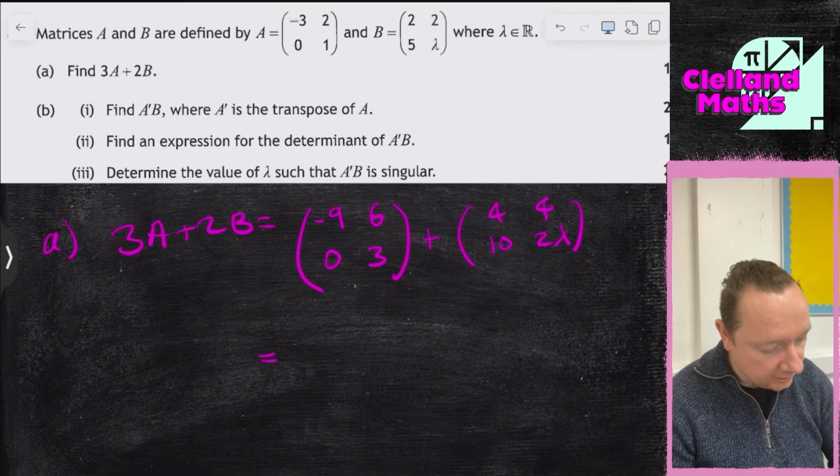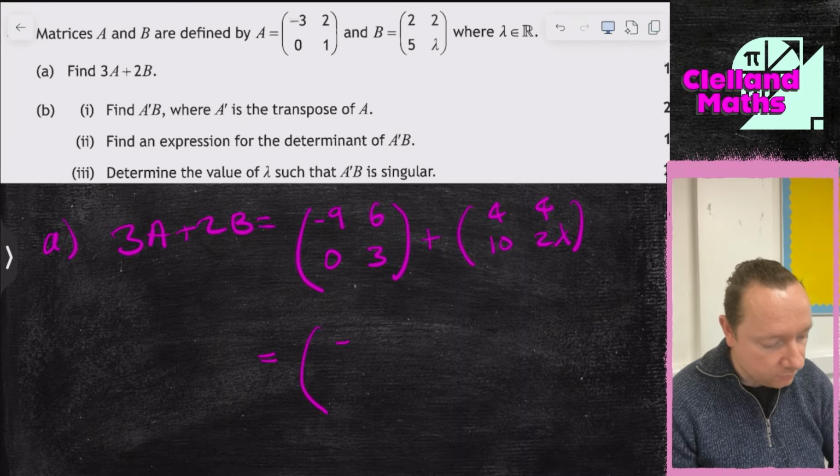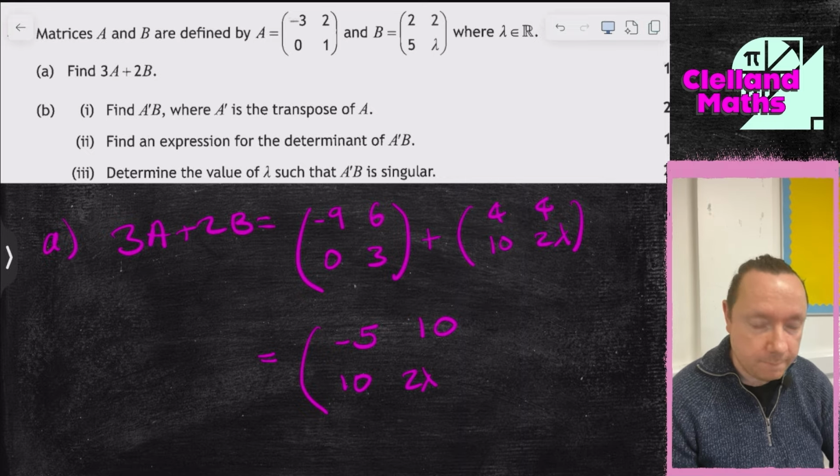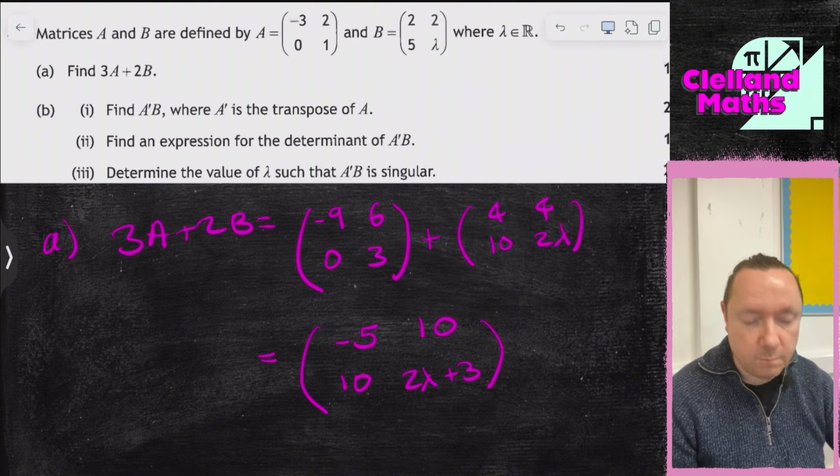Adding them together, just add each individual term. Minus 9 add 4 is minus 5, 6 add 4 is 10, 0 add 10 is 10, and you get 2 lambda plus 3. And that's part A done.